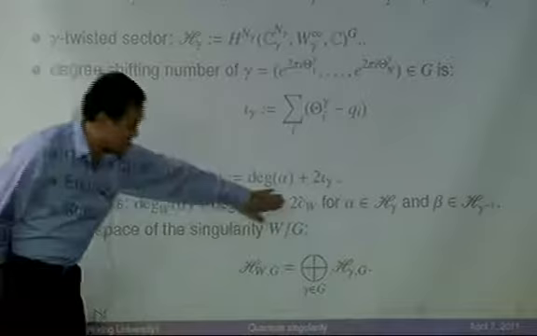And then the total state space is the direct sum of all the gamma twisted sectors. So you can imagine this is very similar to what happened in the compact manifolds. We have cohomology and the differential forms and the total cohomology group. So H_W,G here is the total state space.